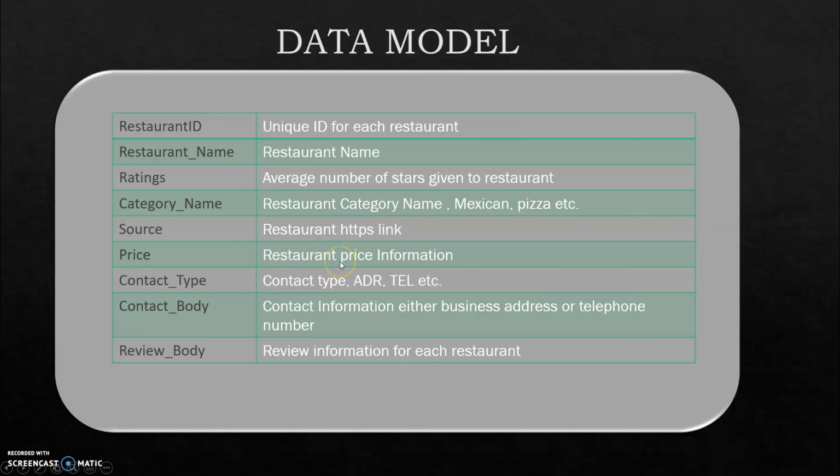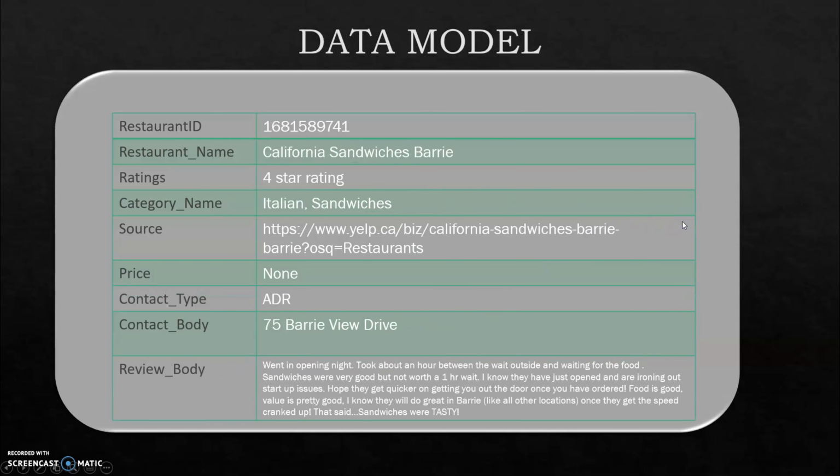Price, the restaurant price information. Contact type could be either ADR or TEL. We populated this so that if the contact type is ADR, then you will see business address information in contact body, or if it's TEL, then you will see the telephone number of the restaurant. And review body, as you can guess, is the review information for each restaurant. So let's see an example here: California Sandwich, Barrie, 4-star rating, Italian sandwich, link, no price information, ADR, business address, and the review body.